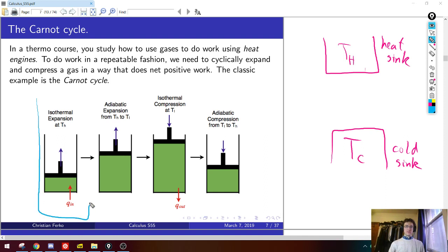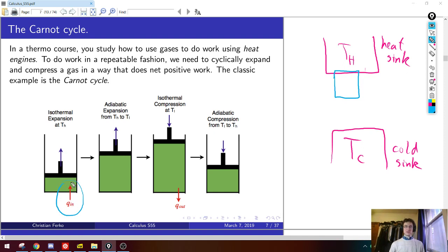The first step at the far left here is called isothermal expansion at T hot. You should think of that as taking your ideal gas, which is in a box, and you push it up against this heat sink at T hot. And maybe this box can expand or contract a little bit. And when you push it against the heat sink at T hot, this gas is going to expand. The lowercase q here is heat.